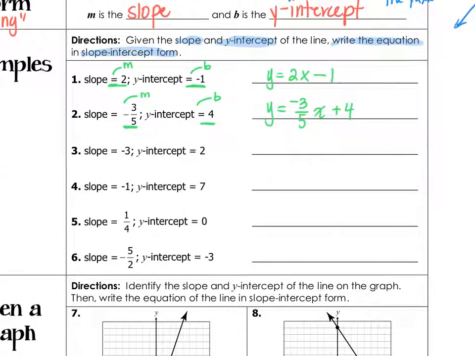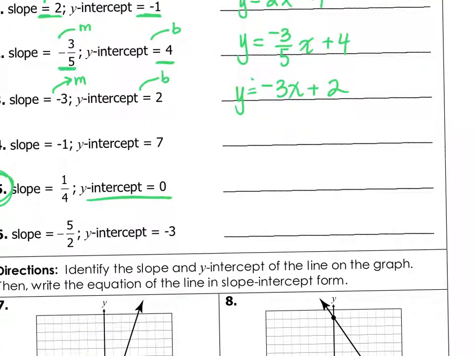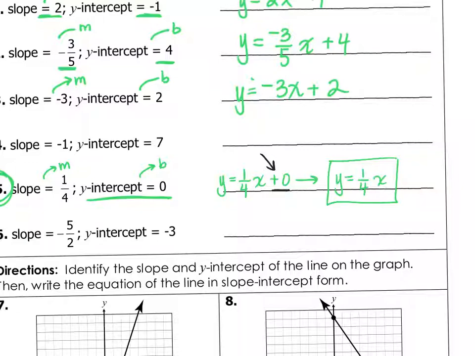So let's take a look at number 3. Our slope is -3. There's my m. My y-intercept is 2. There's my b. So y is equal to -3x plus 2. Take a look over at number 5 because it has a y-intercept of 0. I'd like you to see what that looks like. My slope is 1/4, so that's my m. My y-intercept is 0, so that's my b. So we would write y is equal to 1/4 x plus 0, or the more simplified way is actually y is equal to 1/4 x. You don't have to write plus 0 because anything plus 0 is itself.